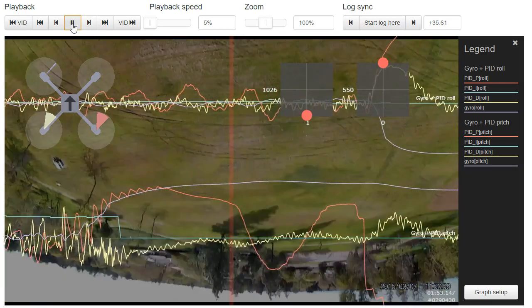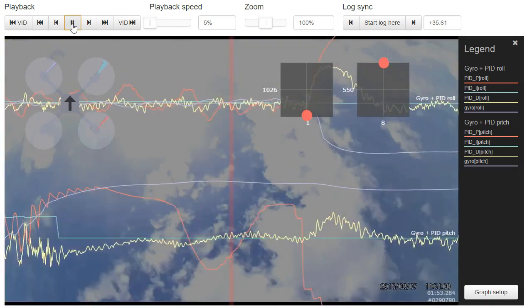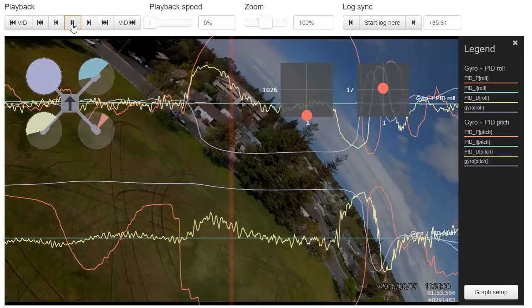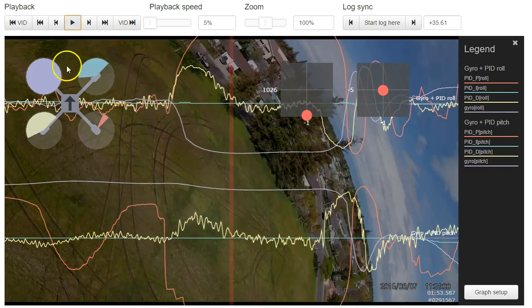By the way, my sync on this video may not be 100% perfect, but it's close enough. There, the arm is dropping. Since the arm is dropping, the PID controller jams this motor to full. It's trying to arrest the left roll.